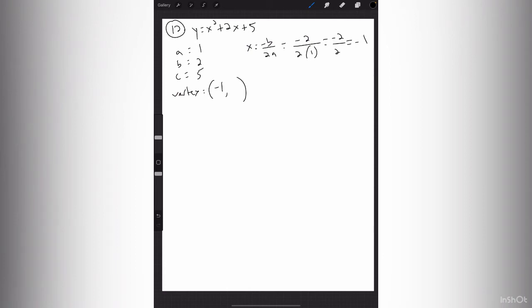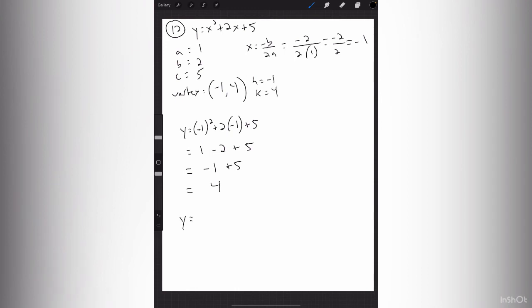So I'm going to substitute that into the original equation: negative 1 squared plus 2 times negative 1 plus 5. Negative 1 squared is 1. 2 times negative 1 is negative 2 plus 5. 1 minus 2 is negative 1, plus 5. Negative 1 plus 5 is positive 4. So my vertex is (-1, 4). Once again, my h would be negative 1 and my k would be 4.